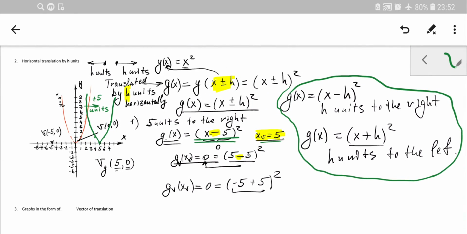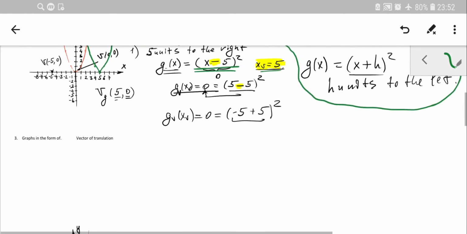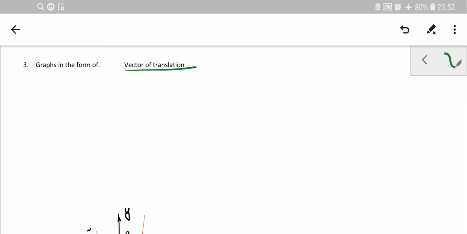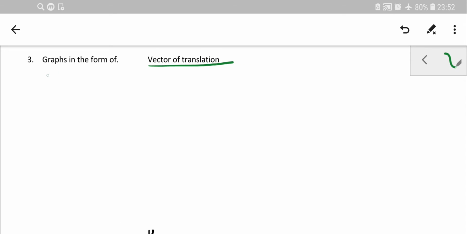Okay, now we'll go to the next point, graphs in the form of a vector of translation, so it should be a combined transformation. We're simply trying to combine two transformations in one. So we're going to use h as the horizontal shift and k as the vertical shift.